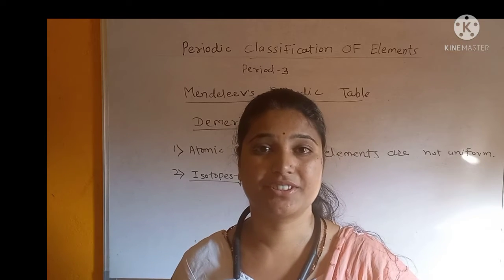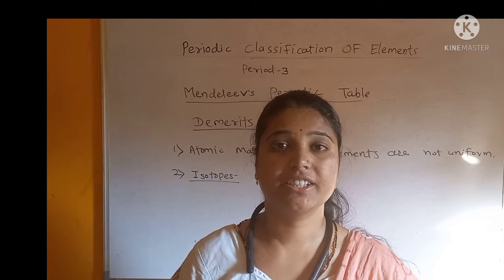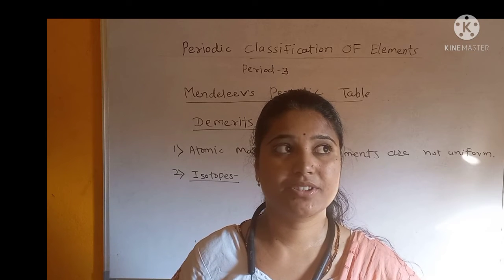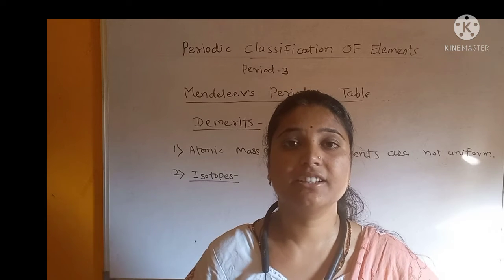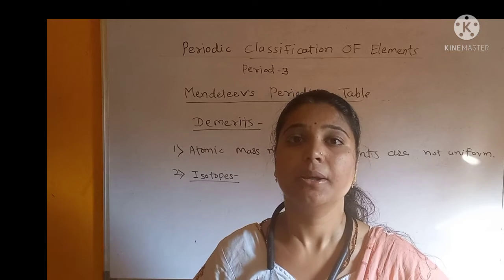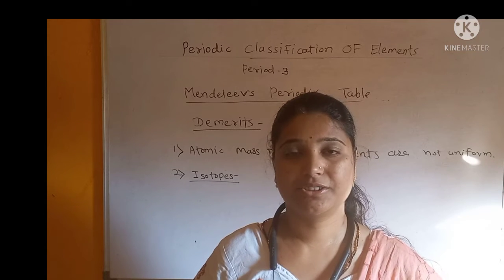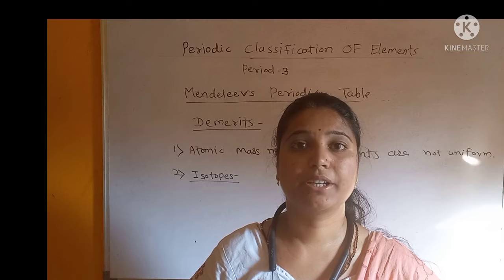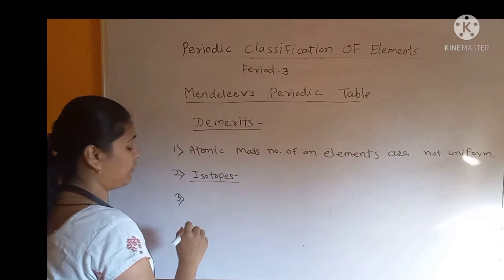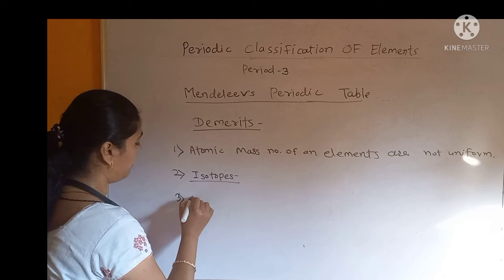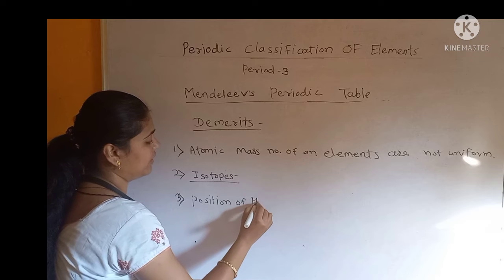In which group it should be fitted is a problem related to hydrogen, and this explanation is not given by Mendeleev's periodic table. It is a major drawback or major demerit of Mendeleev's periodic table, regarding the place or position of hydrogen.